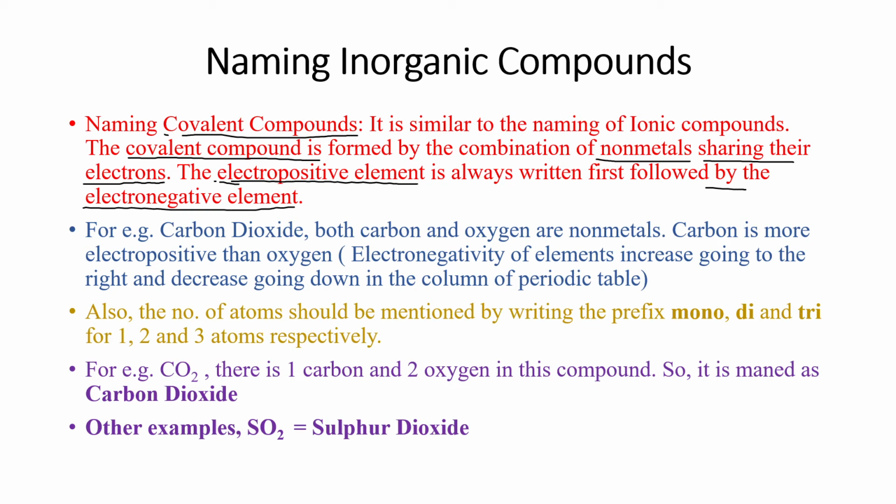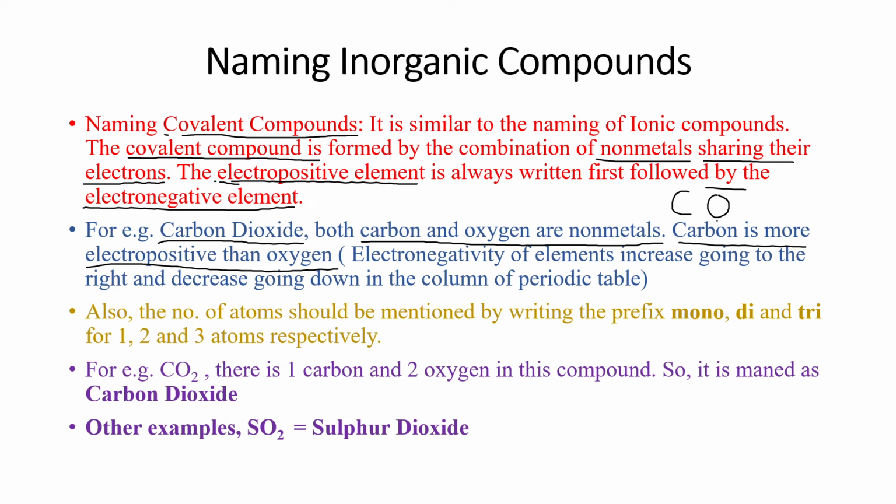That means if in the periodic table, when you look at it, carbon comes first and then oxygen. So whenever you have to write down the formula, for example, carbon monoxide, the carbon is more positive than the oxygen. So carbon is written first and then oxygen. Here is another example, carbon dioxide. Both carbon and oxygen are nonmetals. Carbon is more electropositive than oxygen.